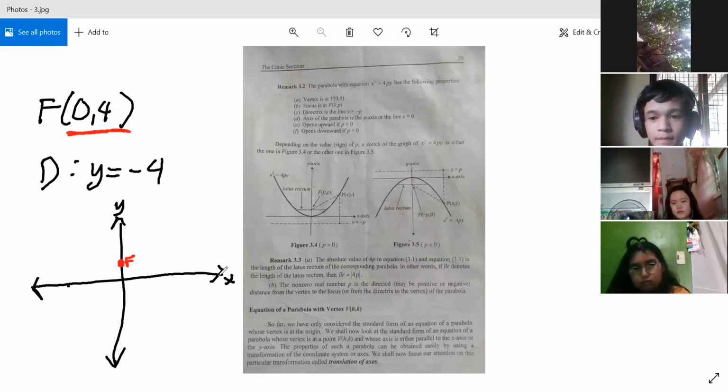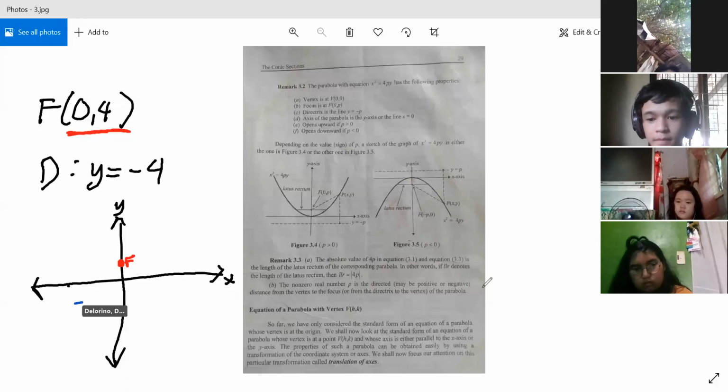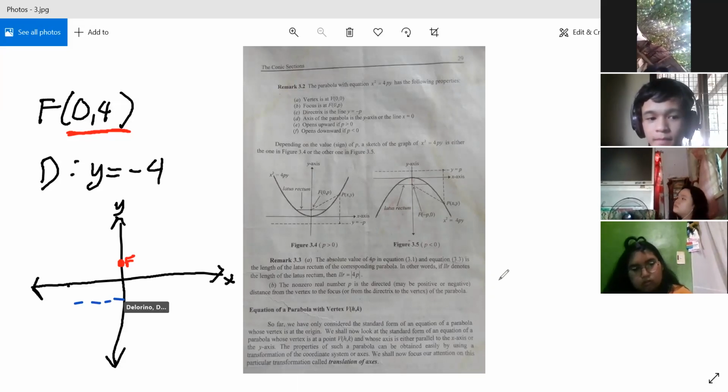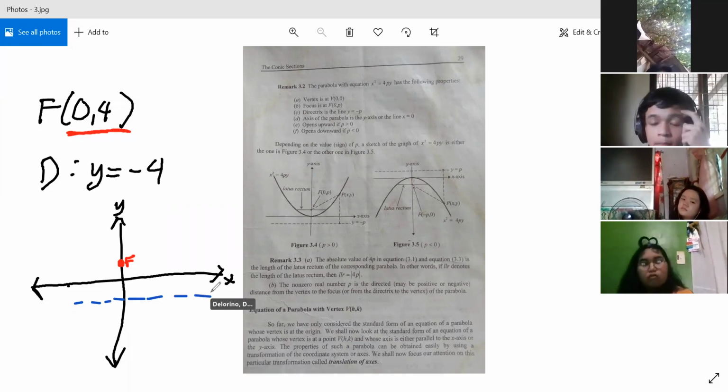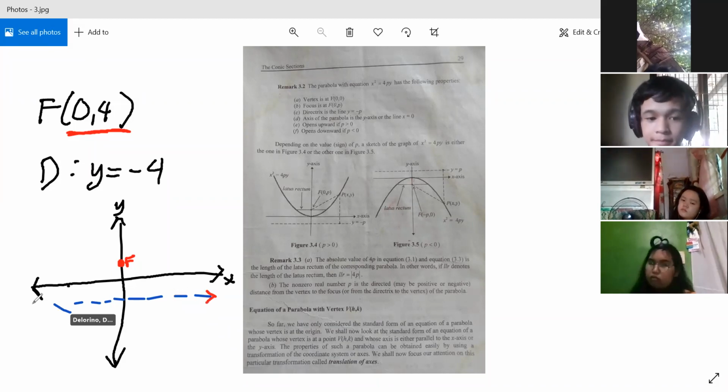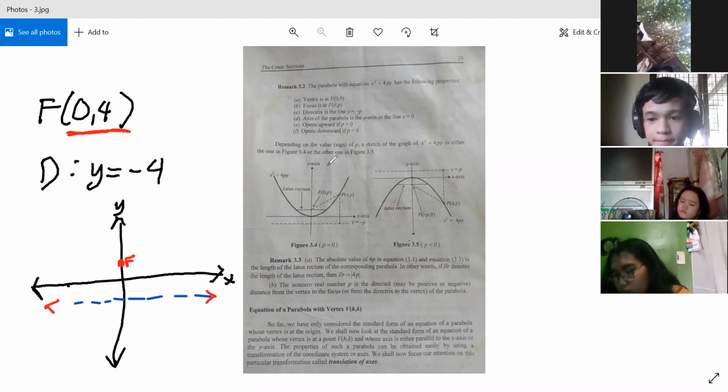Good. Okay. Very good. Thank you. So it should be aligned. So it should have an arrow here. Right? Very good.